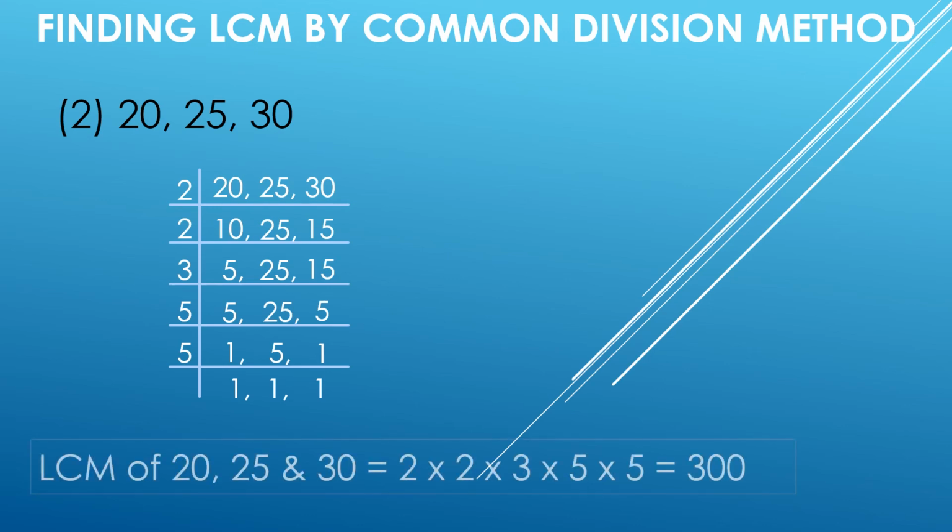If we get all the quotients as 1, stop here. So the LCM of 20, 25 and 30 is equal to 2 multiply by 2 multiply by 3 multiply by 5 multiply by 5. Do the multiplication. 2 2s are 4, 4 3s are 12, 12 5s are 60 and 60 5s are 300. So the answer is 300.